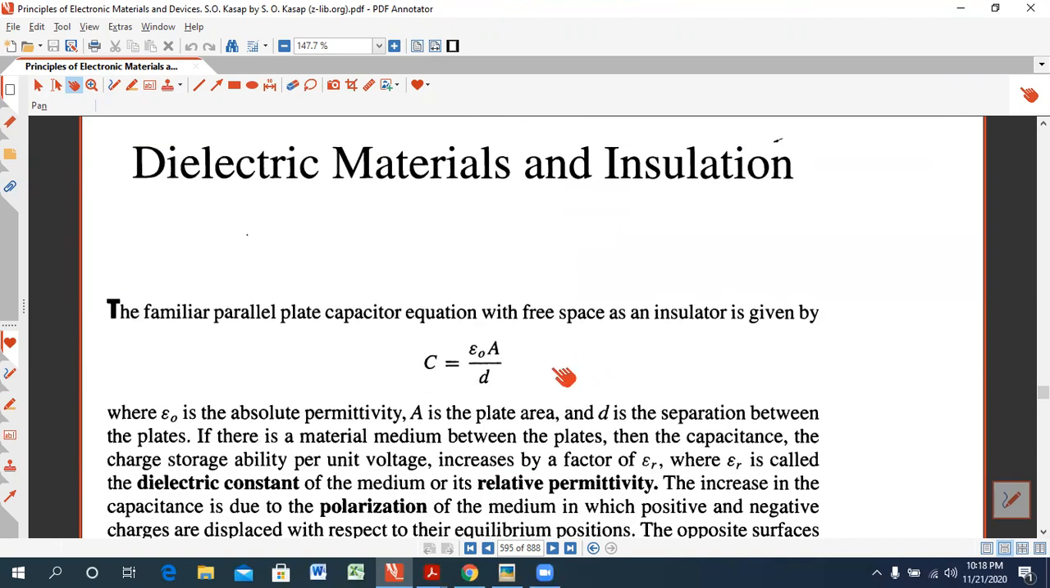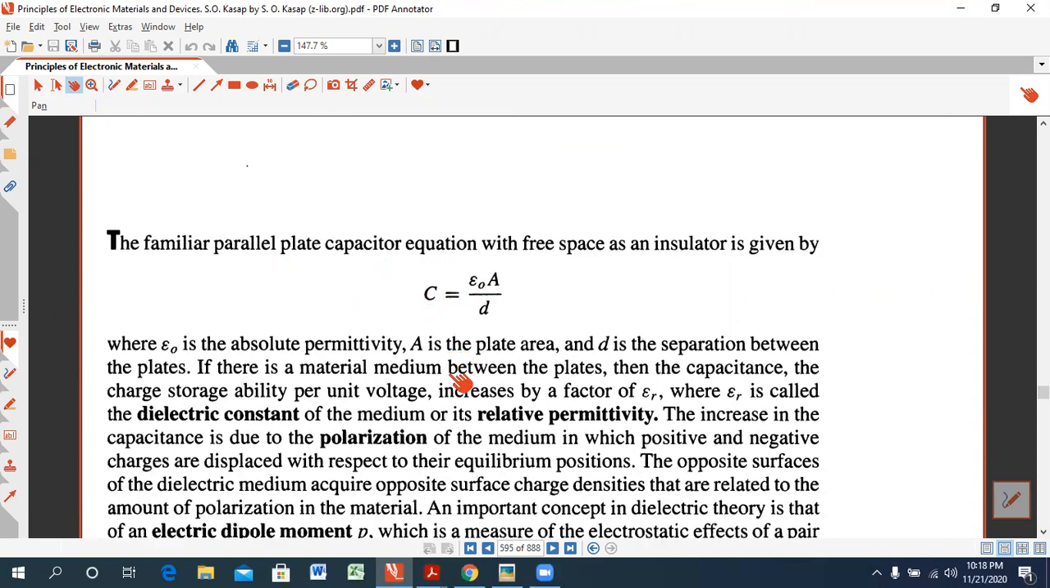So first of all, we start with a very common formula, the parallel plate capacitor equation. All of us know that the equation for the parallel plate capacitor is C equals epsilon naught A divided by d, where C is the value of the capacitor, epsilon naught is the permittivity, A is the cross-sectional area of the plate, and d is the distance between the two plates.